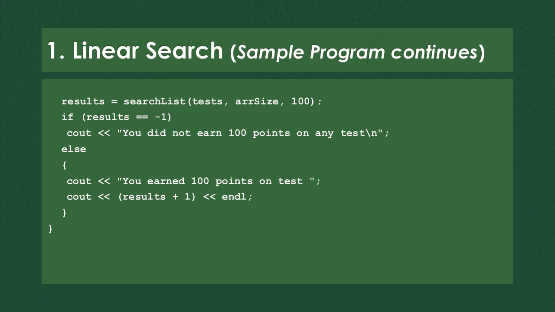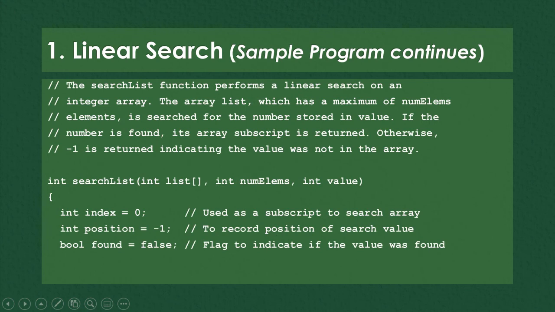In C++ we use cout for displaying an output, and cin when getting an input. Note that the search list function requires a parameter and returns an integer. The return value will then be stored in the results variable. If a 100 point is found, it will return the index where it is found. Otherwise, it will return -1. A function in C++ is equivalent to a method in Java. Take note of the comments in the code.